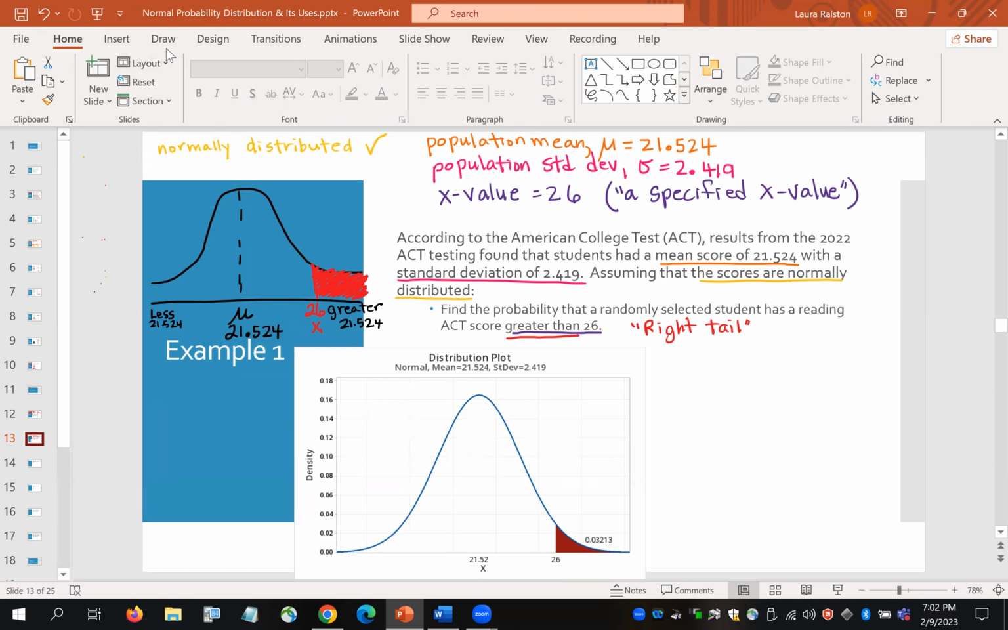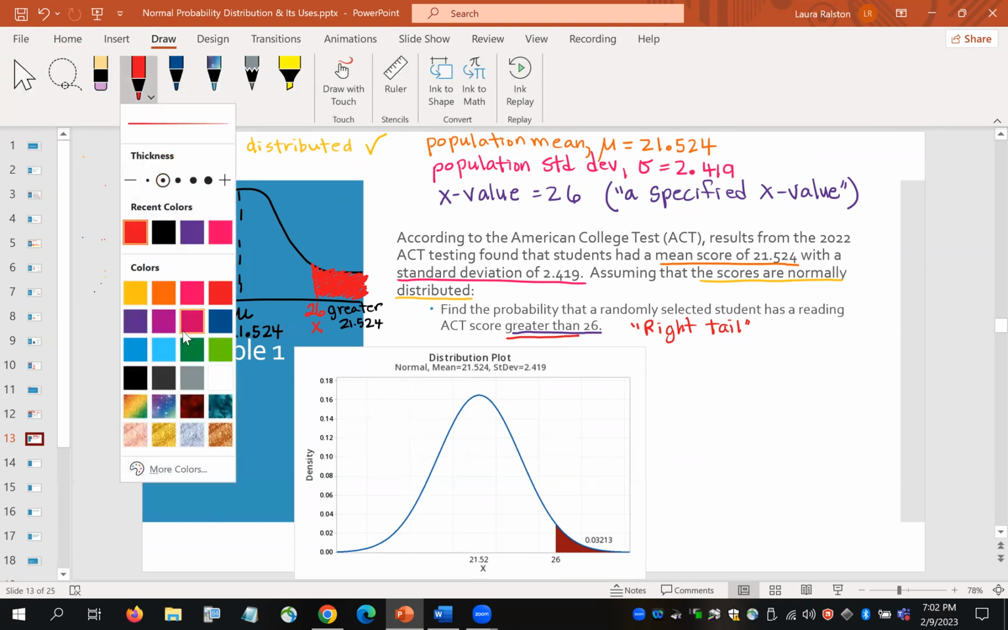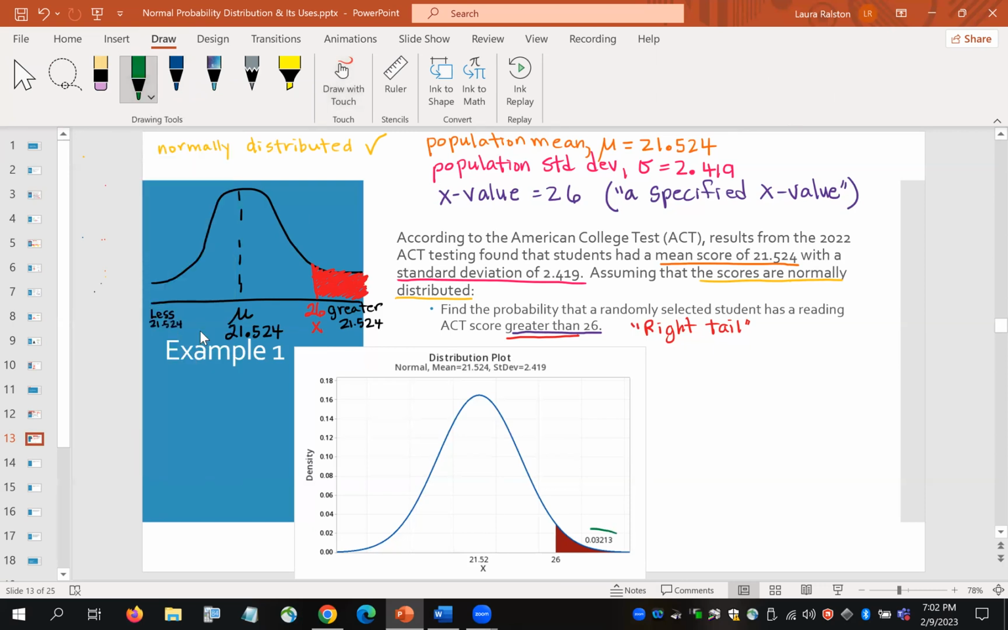What I need is this number that's kind of hanging out in space above the curve. It is 0.03213. I need to put the 0 in front. Okay. That is the value in decimal form for the area that's shaded in red.